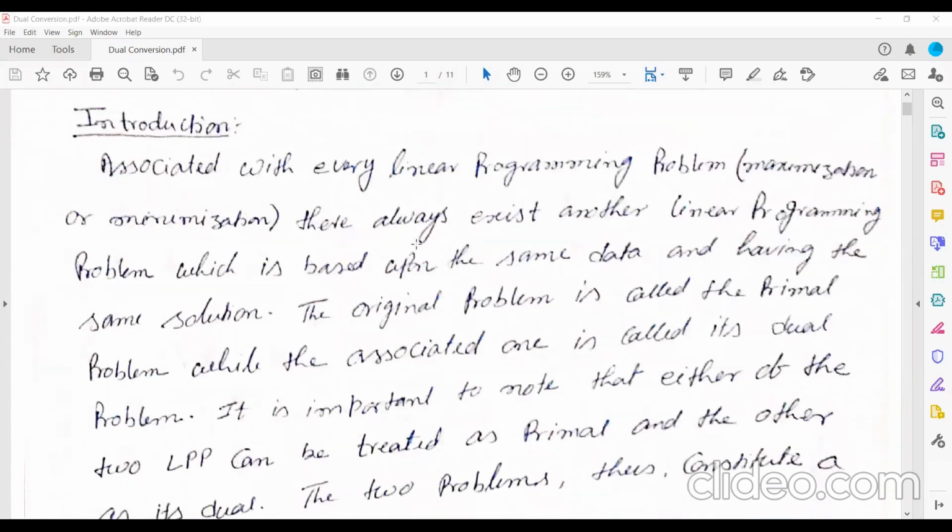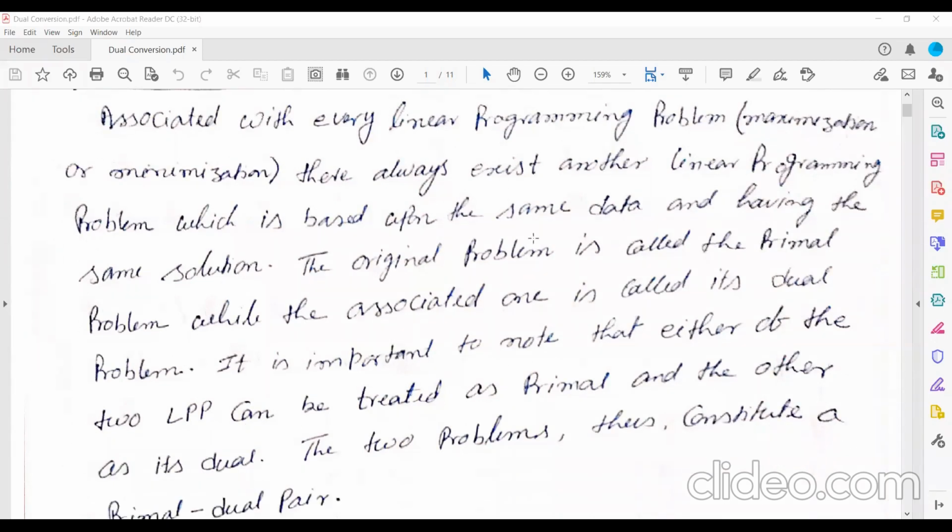So if you read all this that I have given here, associated with every linear programming problem, either maximization or minimization, there always exists another linear programming problem which is based upon the same data. The data will not change, and it has the same solution. Whatever solution you get for the original primal problem, you will get the same solution for the dual linear programming problem. So the solution will be the same.